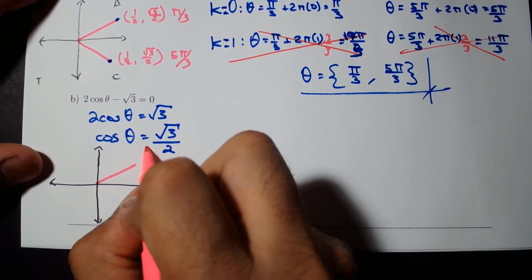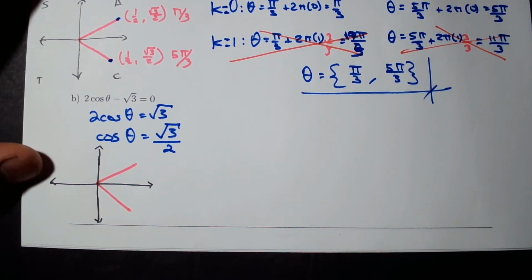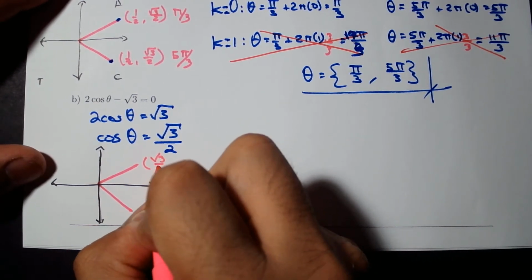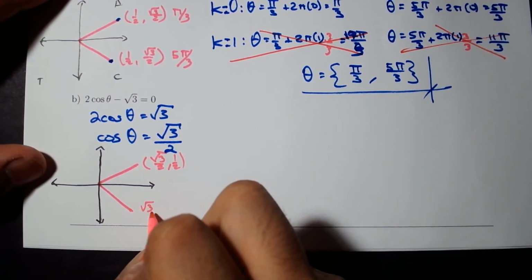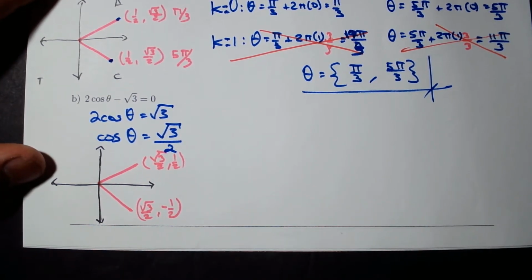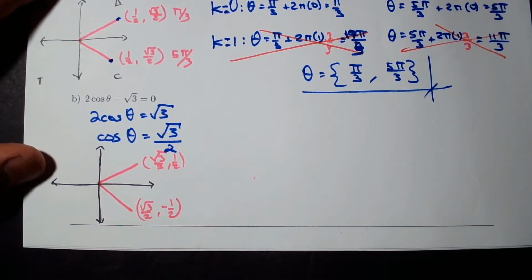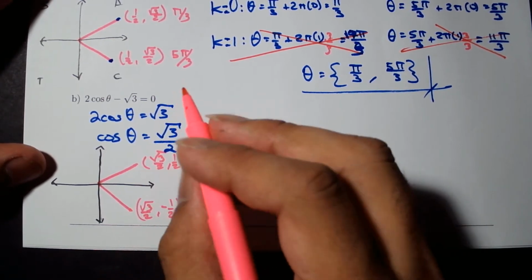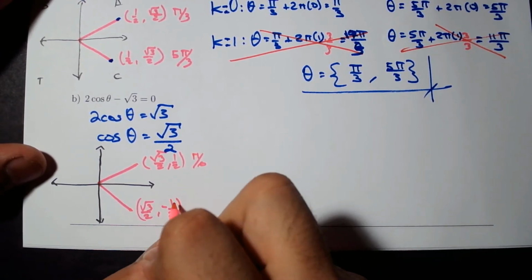All right, so cosine is positive in the first and the fourth quadrant. Again, this is another cosine equation. So in this case, the x-coordinate root of 3 over 2, and root of 3 over 2, but in this case negative 1/2. All right, so the angles whose cosine is square root of 3 over 2 are going to be, in this case, pi over 6 and 11 pi over 6.